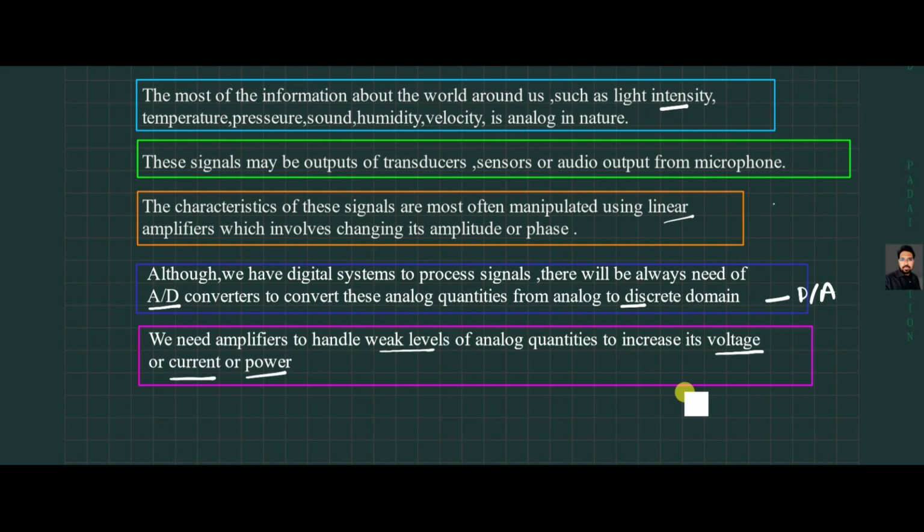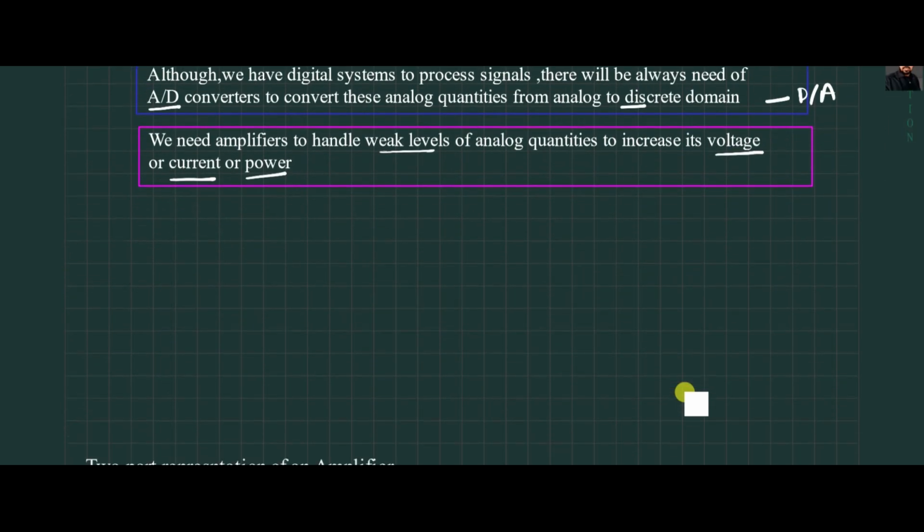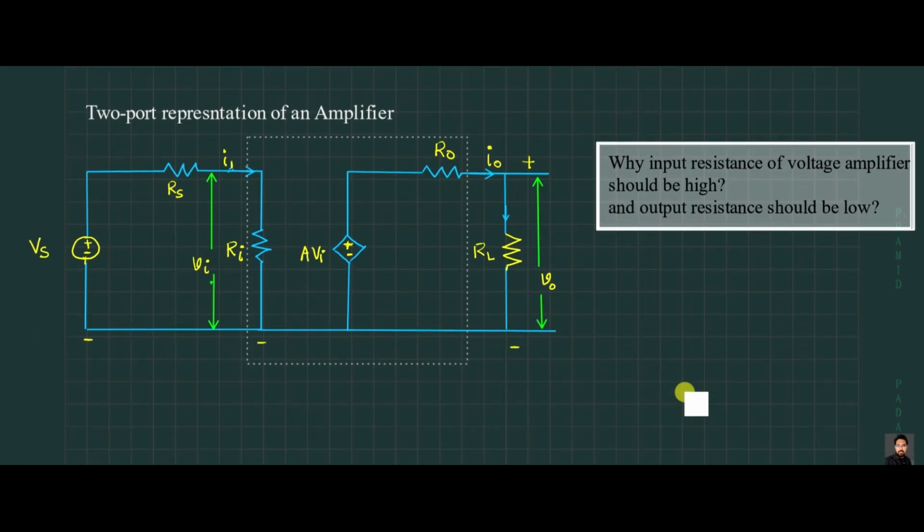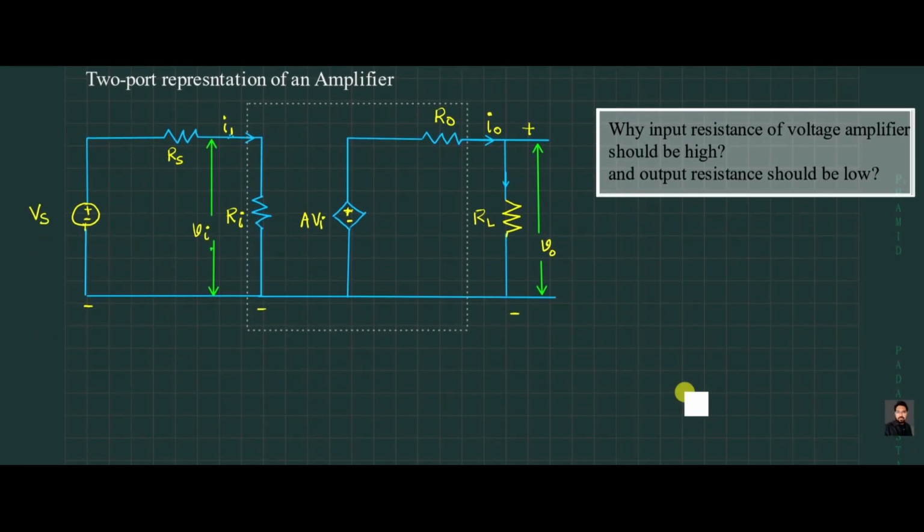We'll try to understand some basic quantities, parameters before starting the actual study of operational amplifier. Okay, so here there are some general terms we are going to use in the study of op amp. And the first question, when we are defining the ideal characteristics of operational amplifier, there we'll find one quantity. Input resistance of voltage amplifier should be high. Whenever we say input resistance is infinity, ideally, okay, why should it be high and why should output resistance be low? These are the two questions.